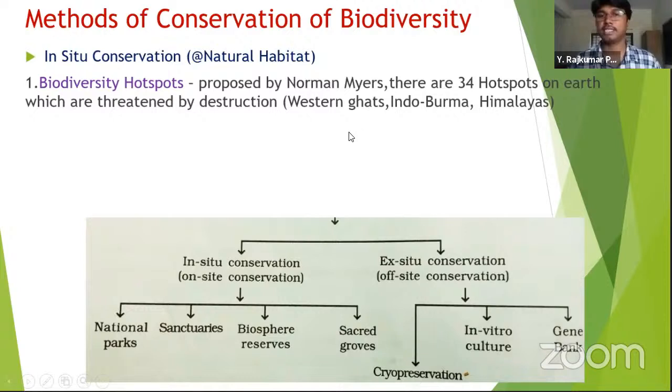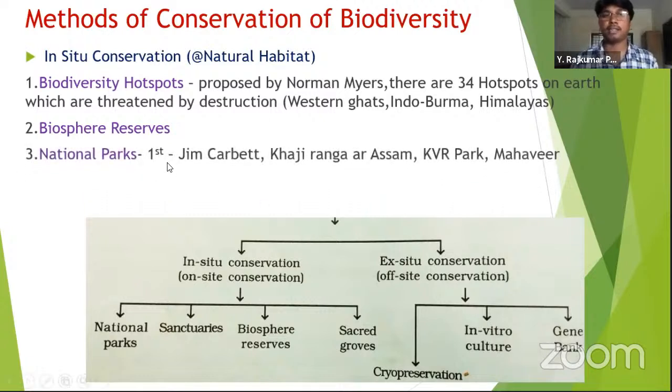The next is biosphere reserves. If any habitat is very special to some animals, like in Gujarat you find Gir forest. The Gir forest is most famous for the Asiatic lions. Asiatic lions exist in larger numbers in that region. Hence what the government has done is identify that location as a biosphere reserve. They make a fence around it and they start protecting that region. And they build it as a national park also.